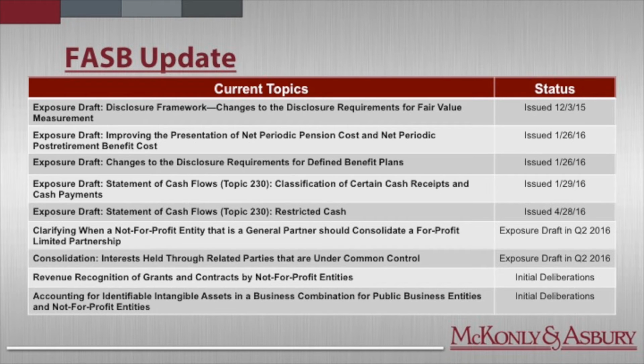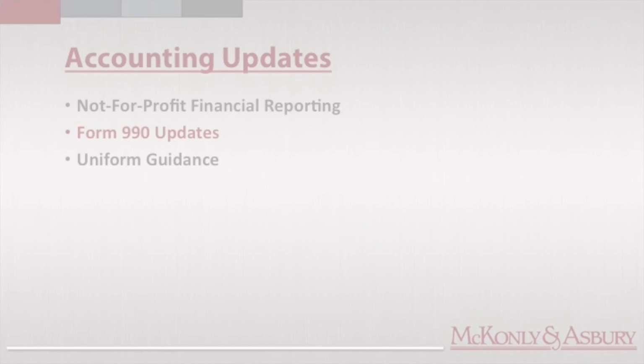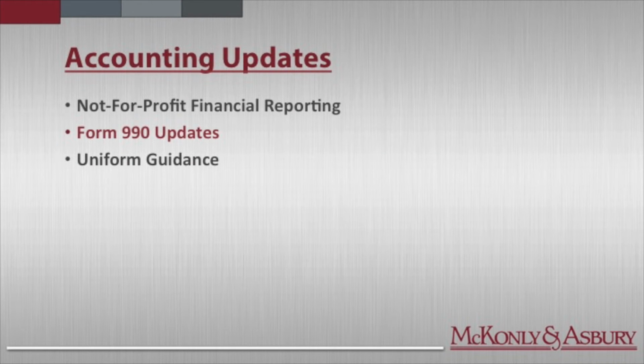And the last item is looking at identifiable and tangible assets in a business combination for public and not-for-profit entities. So the Private Company Council said we can amortize goodwill. We have different rules for amortization, things of that nature. They're now evaluating whether or not nonprofits and public companies can amortize goodwill and go back to the way things were like 20 years ago. So that concludes the FASB update.